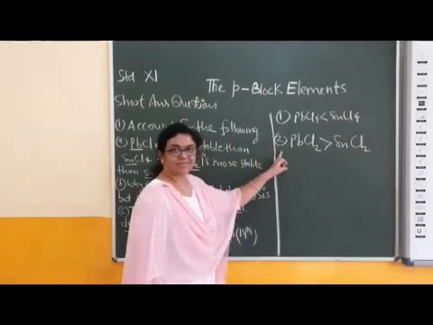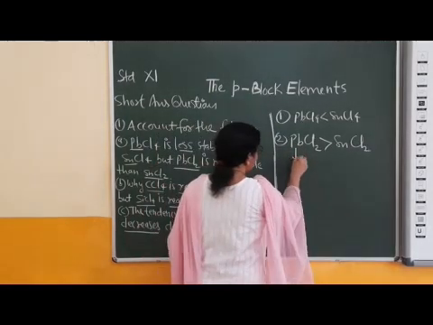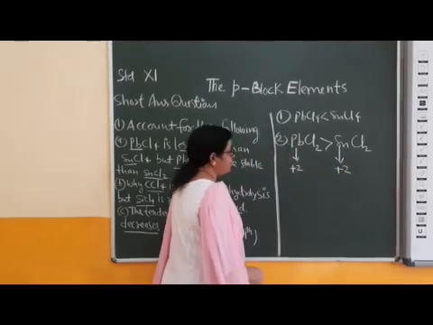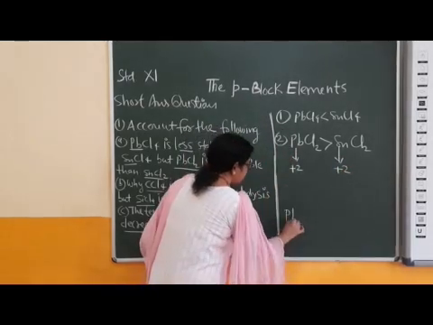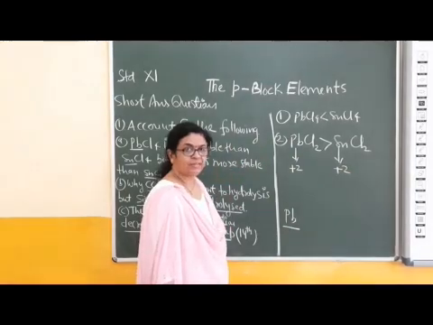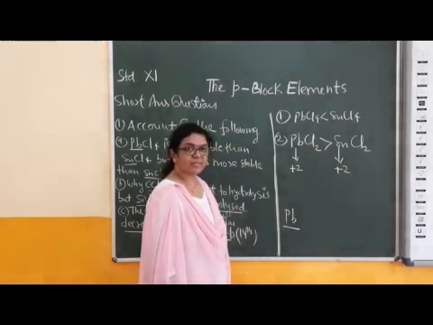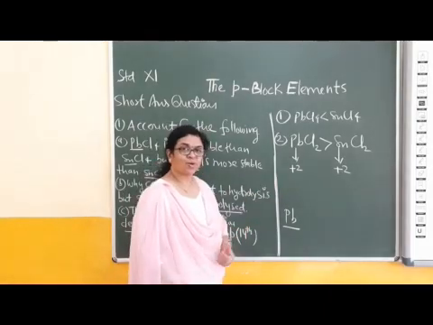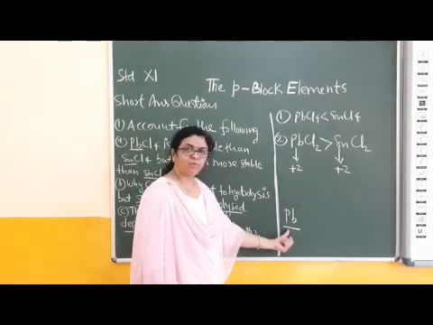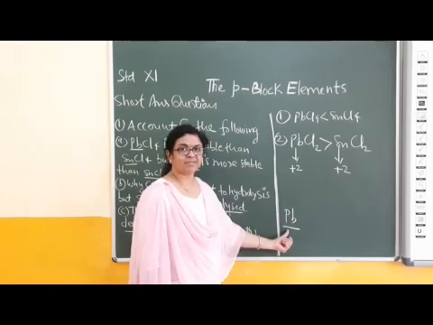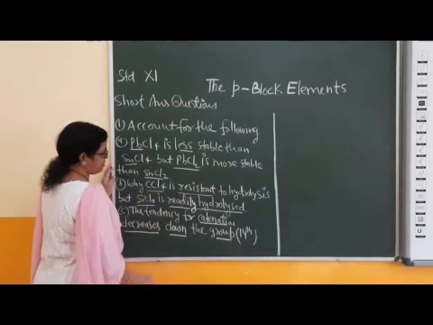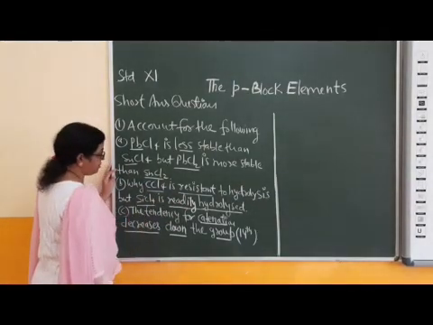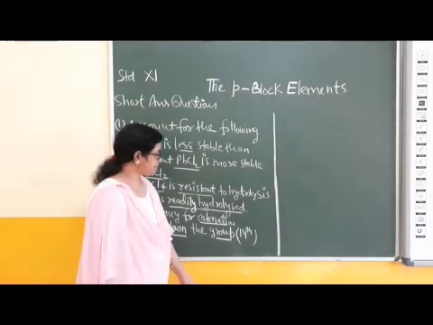Okay, children, same reason. The oxidation state of lead is +2 and of tin is +2, and the bottommost element in the 14th group is lead, right? Lead is more stable in the +2 state. This is the reason. And what is the reason for more stability of the +2 oxidation state of lead, the bottommost element? The inert pair effect. Next: carbon tetrachloride is resistant to hydrolysis, but silicon tetrachloride is readily hydrolyzed.